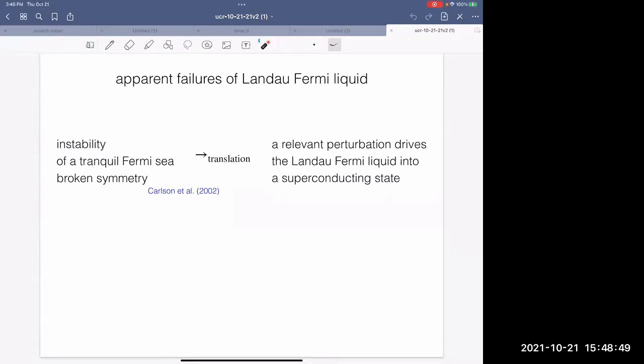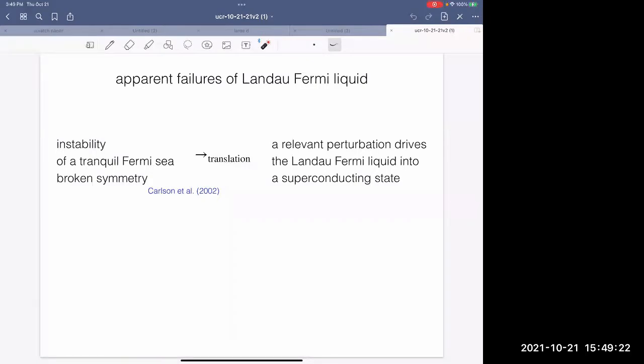However, there's more. The need to go beyond Fermi liquid theory is captured by this haiku. It says, "Instability of a tranquil Fermi sea, broken symmetry." This is a physics talk, so let me give you a translation. The translation is, a relevant perturbation drives the Landau Fermi liquid into a superconducting state.